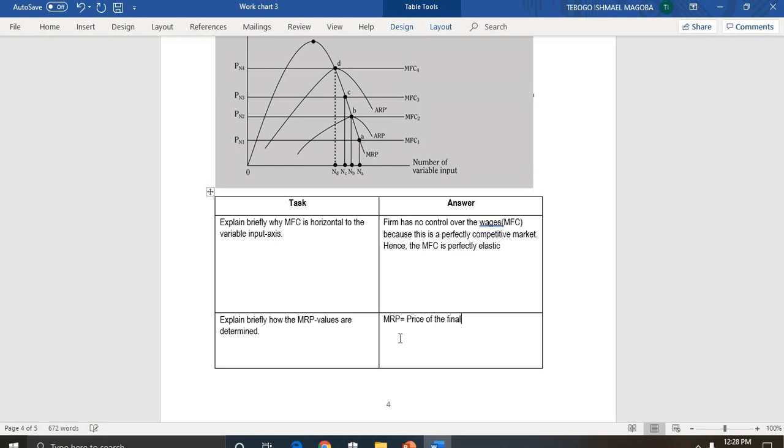Of the final product multiplied by marginal revenue, the marginal revenue of the input, the marginal revenue of the input.